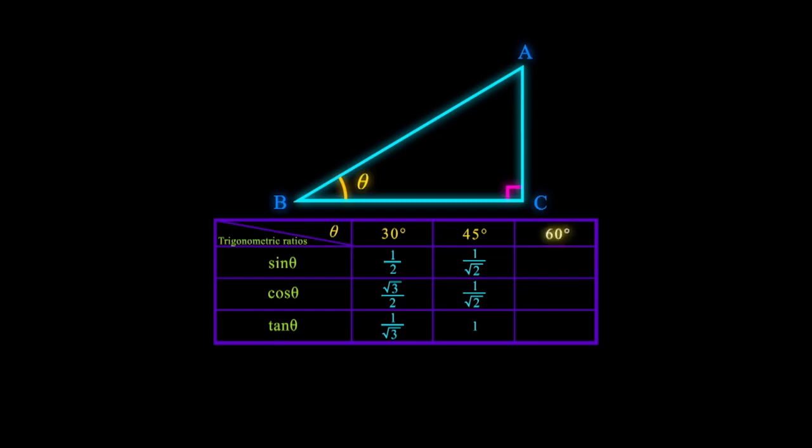When an angle is 60 degrees, sine 60 degrees is the square root of 3 over 2. Cosine 60 degrees is 1/2. Tangent 60 degrees is the square root of 3. The trigonometric ratios of these special angles are quite useful, as they allow us to find numeric results without using the calculator.